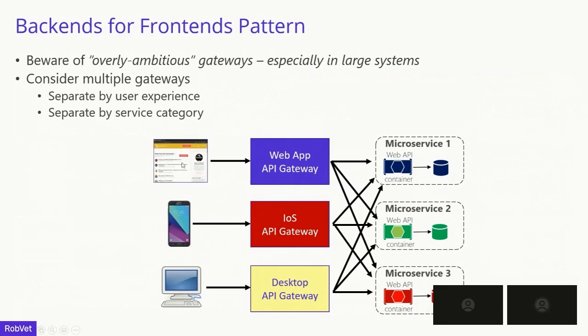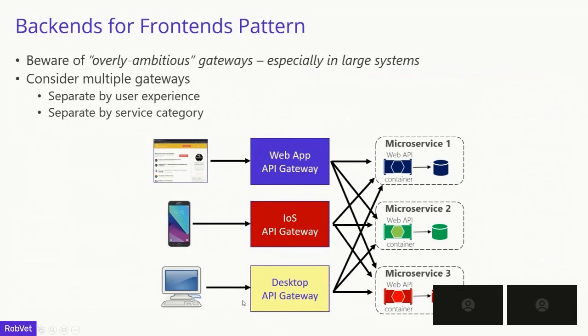And also think about this. The iOS gateway will probably expose less granular calls and data than the web app, which will expose more. And then the desktop will probably expose even more functionality than the web app. So again, we can have different functionality and different data exposed from these different gateways, all talking to the back-end services. We could segment these things by user experience: web apps, mobile apps, desktop apps.